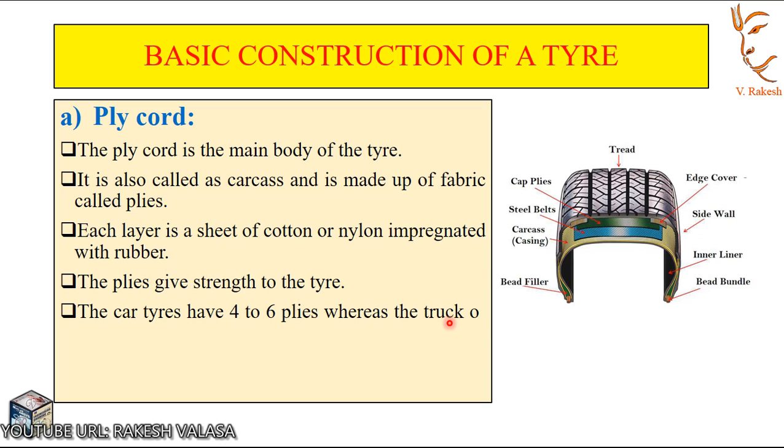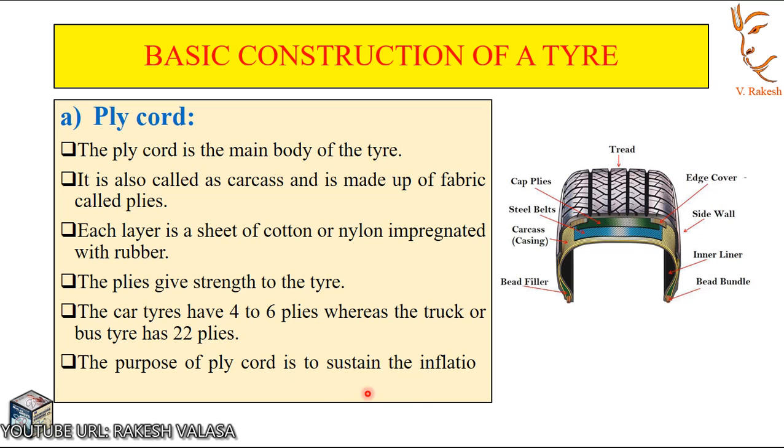The number of plies provided in a tire depends upon the weight of the vehicle. It may be noted that usually the car tire has 4 to 6 plies, whereas the truck or bus tire has 22 plies. The purpose of the ply cord is to sustain the inflation pressure and to bear the load and road shocks.